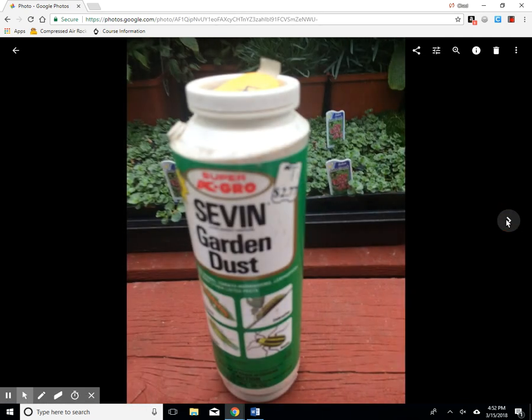Or that. I'd probably use the spray. Yeah, you'd want to use the spray. And the thing you'd have to do is maybe see what insects it will kill. So you have to kind of look at that.